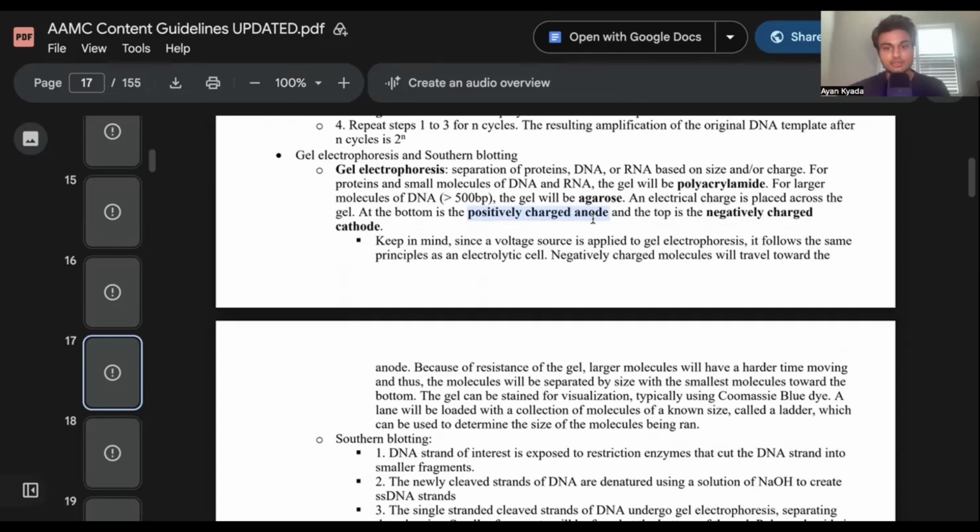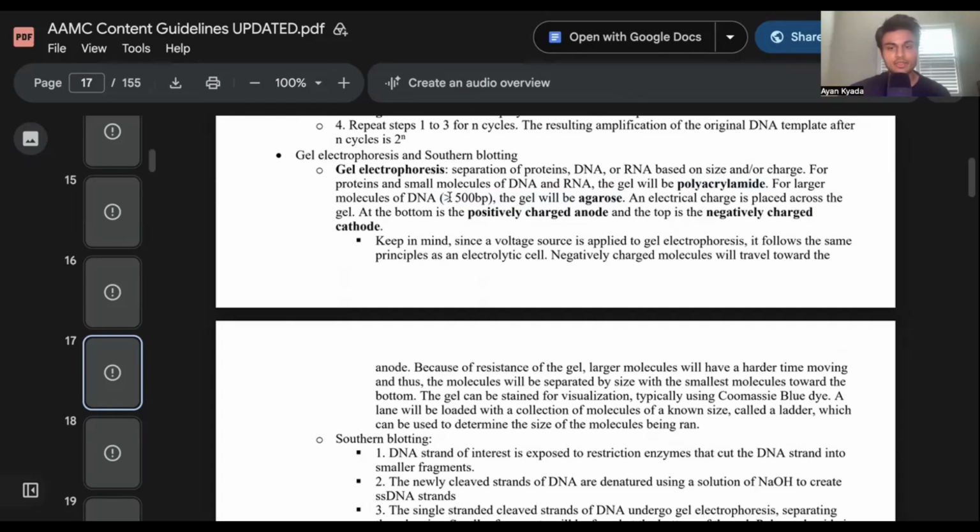And the distance it travels is based primarily on its size, and that's because of the gel aspect of gel electrophoresis. So you can use 2 different types of gels, either polyacrylamide if the molecular fragments are smaller, or agarose if the molecular fragments are larger, like, for instance, DNA greater than 500 base pairs. And this gel essentially acts as a molecular sieve.